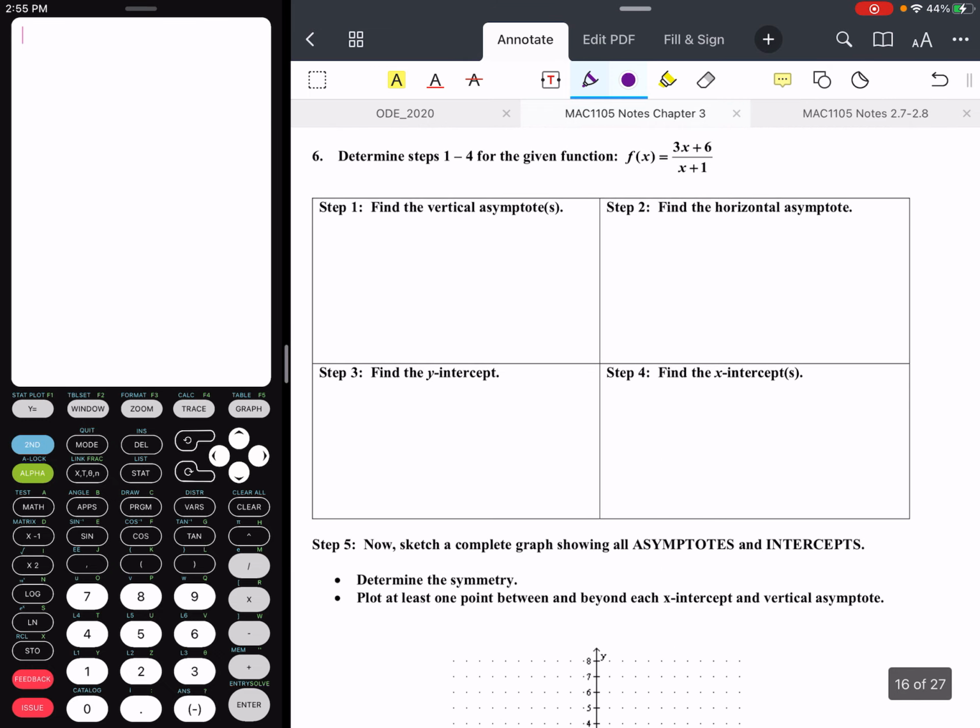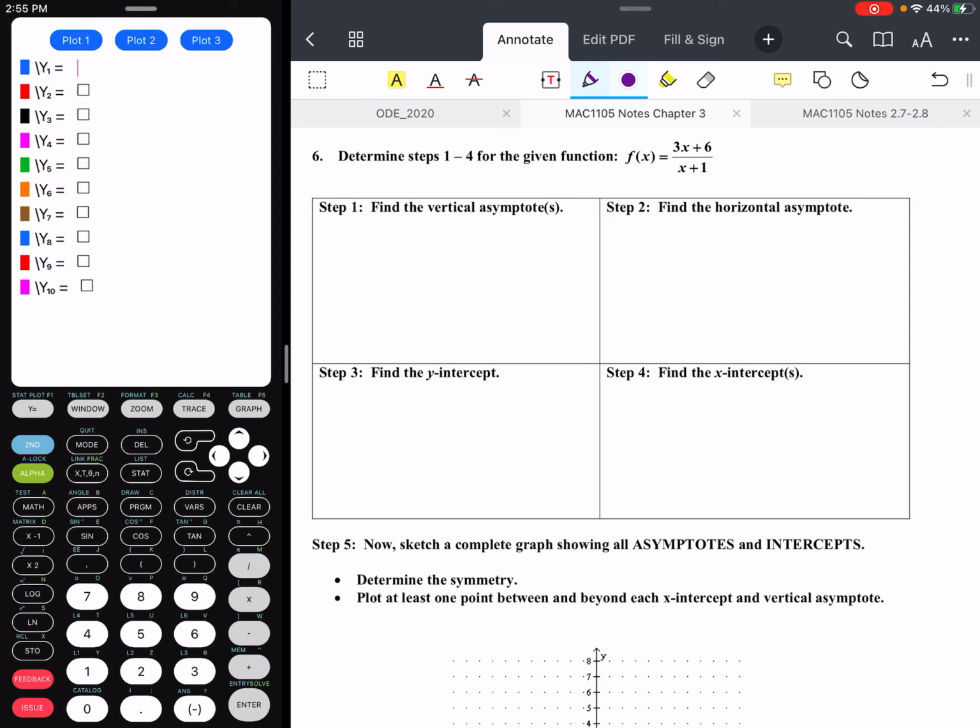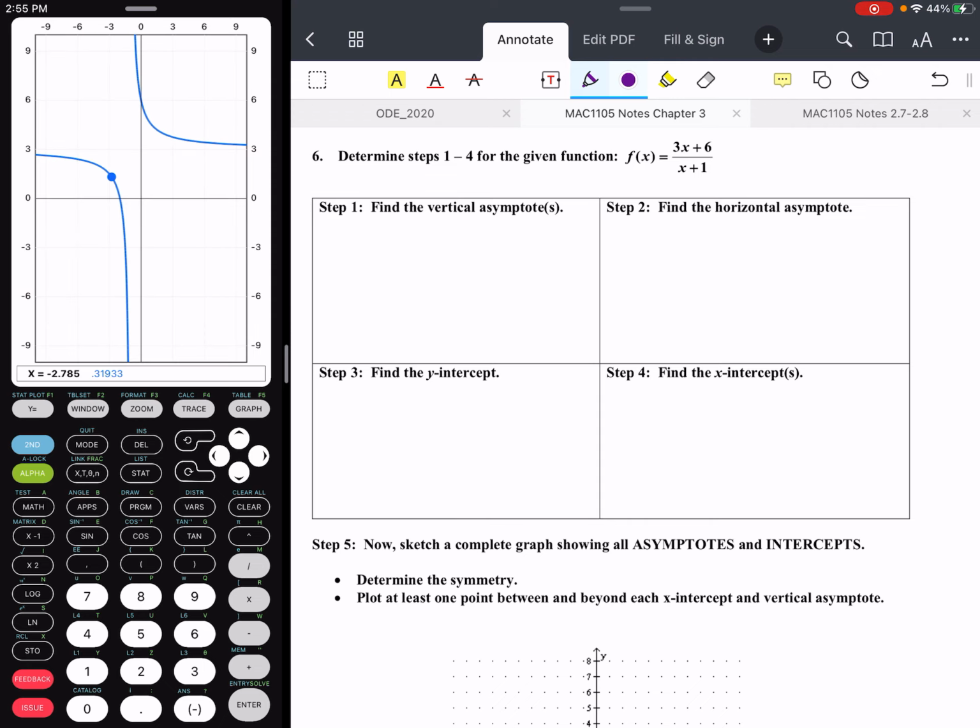All right, so number 6, determine steps 1 through 4 for the given function, and then we'll also determine the symmetry and plot additional points. We're given the function f of x equals 3x plus 6 over x plus 1. Let's go ahead and pull that up in our graphing calculator to start. So y equals, and I'm going to put parentheses around 3x plus 6 for the numerator, and then x plus 1 around the denominator. And take a look at my graph.